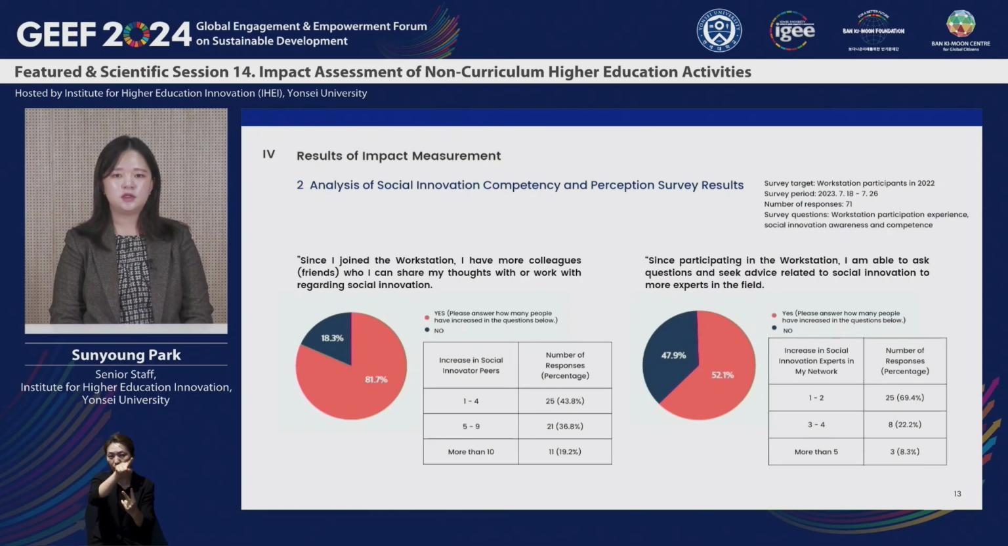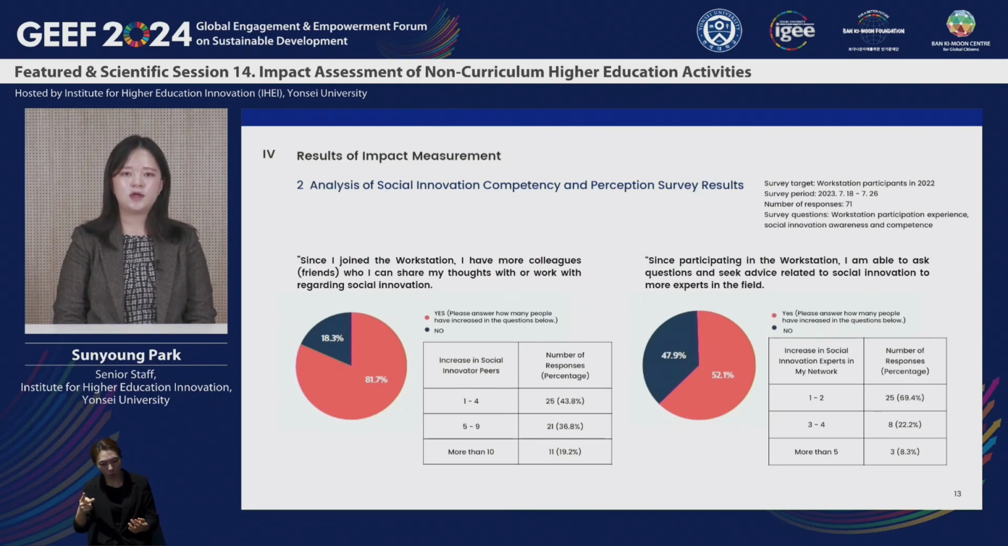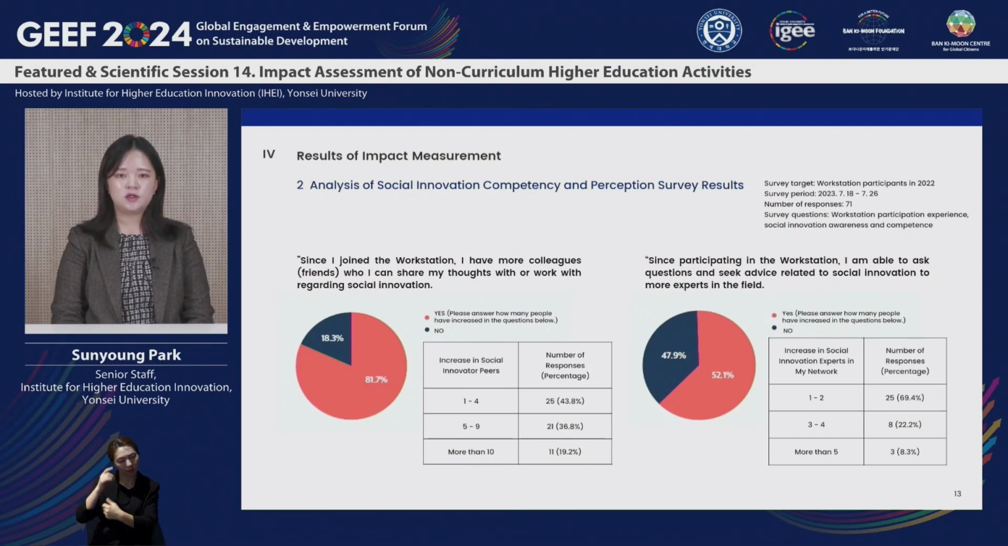The first section focused on the students' experiences within the workstation program, designed with quantitative questions to assess whether significant changes occurred among students through the program. Additionally, questions were asked to understand what aspects of the program were helpful to the participants, aiming to gain insights necessary for designing and modifying future programs at the workstation of the IHEI. The second section aimed to assess changes in students' perceptions and capacities regarding social problem solving and social innovation.